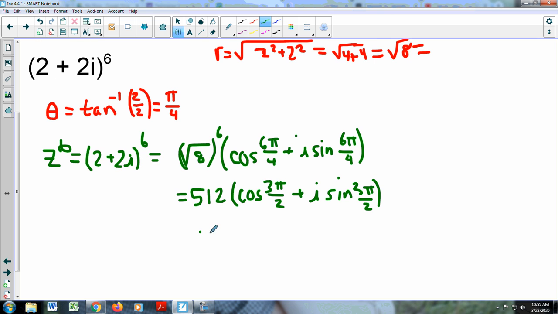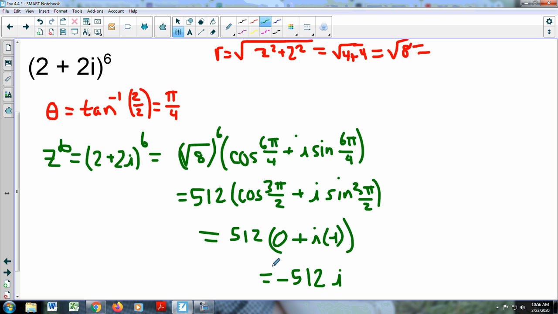Simplify this some more. 512 times cosine of 3 pi over 2, that's 0, plus this would be a negative 1 i. So now I'm just going to distribute. 512 times 0 is gone. 512 times that negative 1i gives me negative 512i. That's my answer.